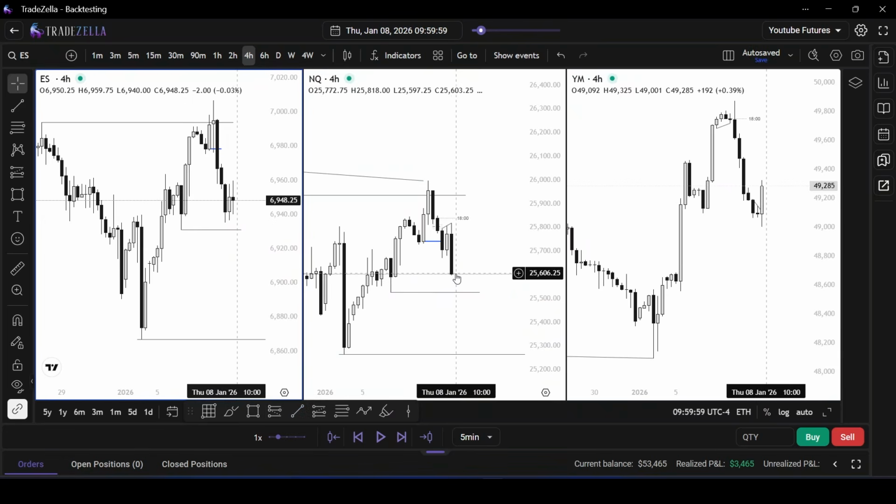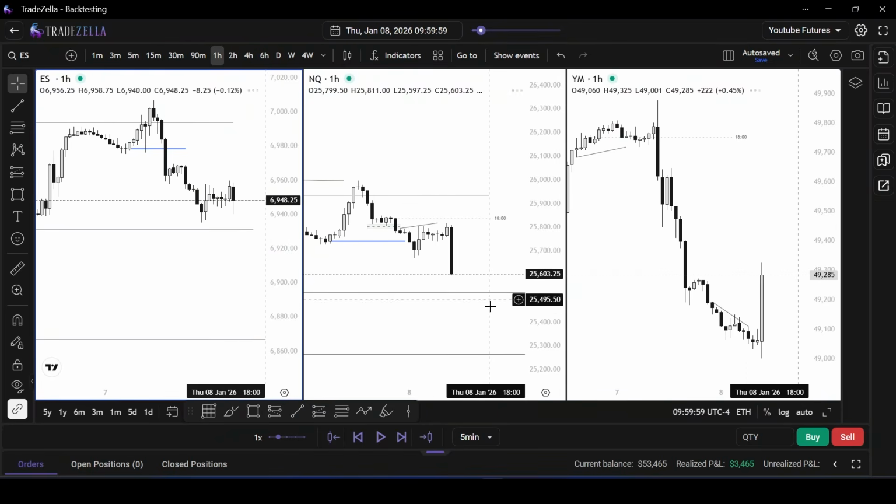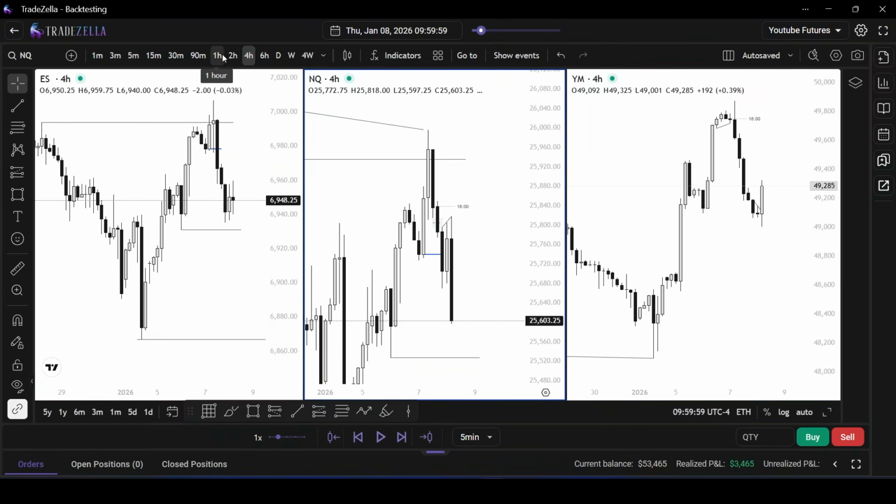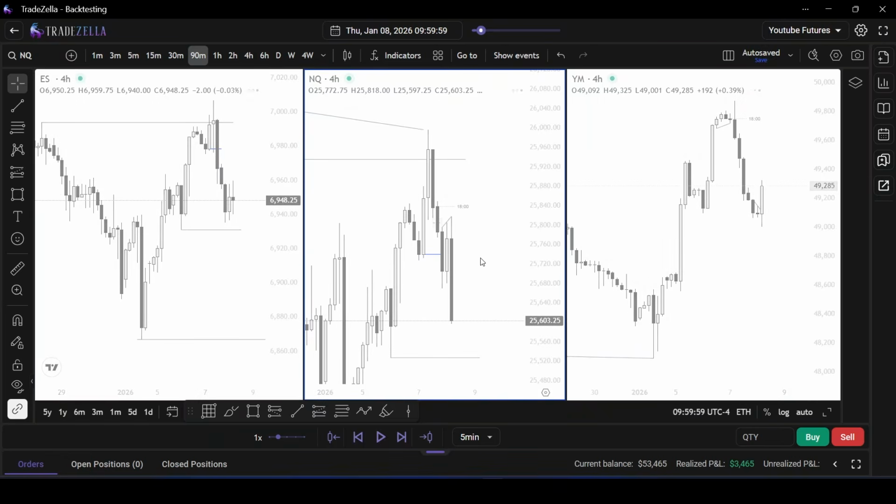So we can anticipate the 10 a.m. candle to trade lower. We get a 90-minute.